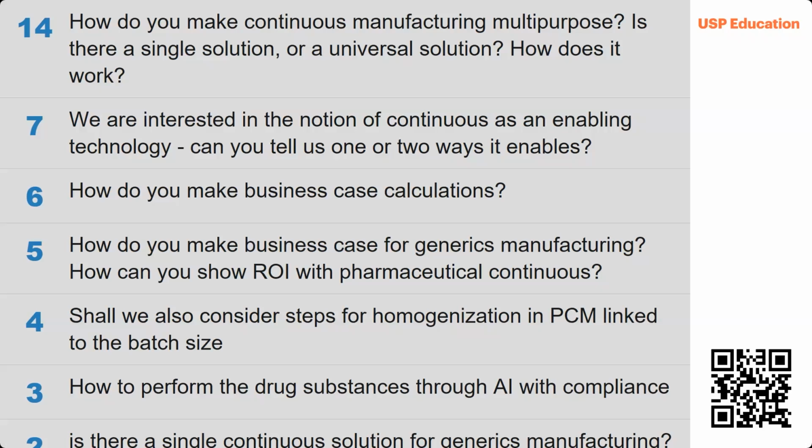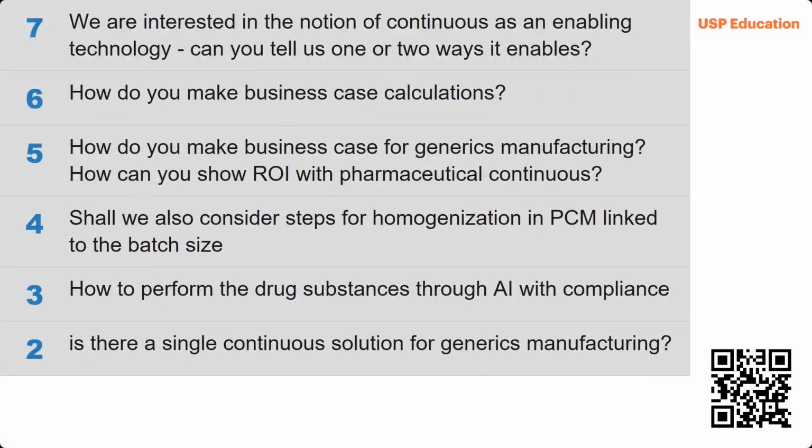So the next question is, we are interested in the notion of continuous as an enabling technology. I think Richard, you had talked about this, but just in terms of when we say enabling technology, at least for me, since I'm a chemist, I can see that there is certain chemistry that has not been performed that well in batch chemistries. Like for example, take photochemistry.